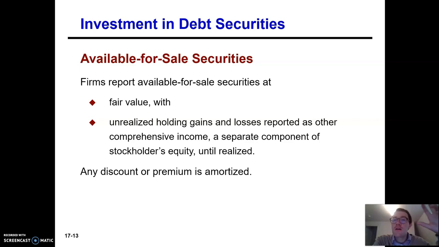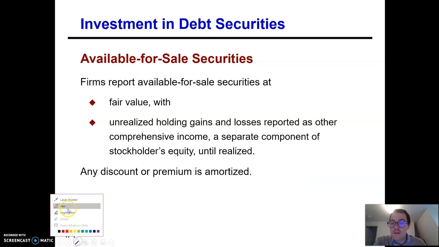Okay, so it doesn't go in the income statement between revenue and net income. It's not in between there. It's after that, on the statement of comprehensive income. And that loss then will be in your stockholders' equity, accumulated other comprehensive income. Some of you may need to review this.